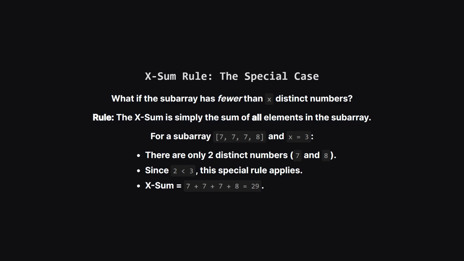There's one more special case we need to know about. What if our subarray doesn't even have x different kinds of numbers to begin with? For example, if x is 3, but our subarray only has two unique numbers. In that situation, the rule is simple. You just ignore all the frequency stuff and add up every single number in the subarray. That total is your x sum.